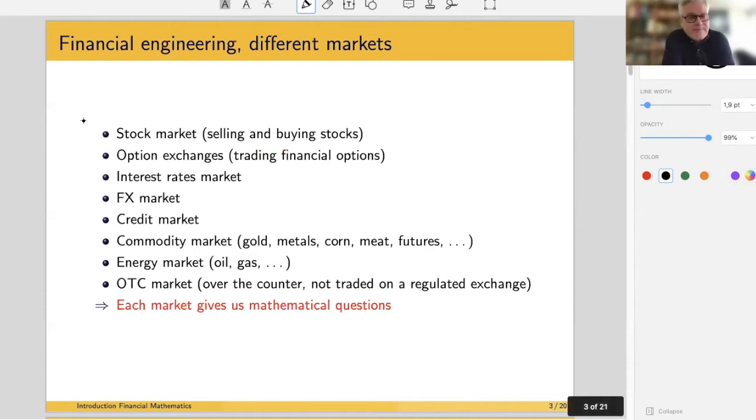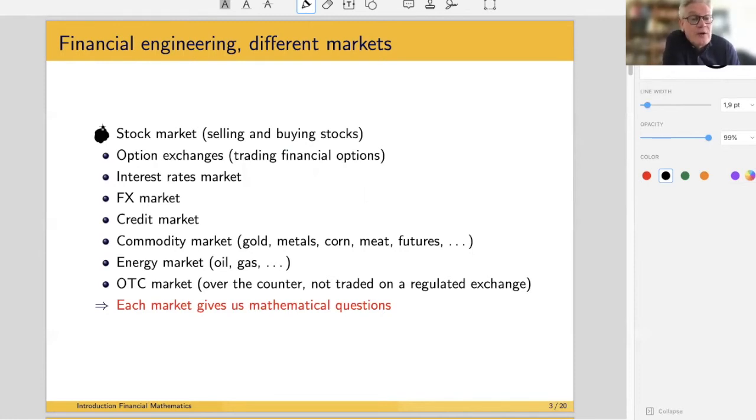We'll start with a general introduction, as I mentioned, with financial engineering, and I will explain the different markets where finance plays an important role. Because we often think mainly of the stock market. That's very well known. It's often in the news and in the newspaper, stocks going up and going down. But there are many other instances to trade.